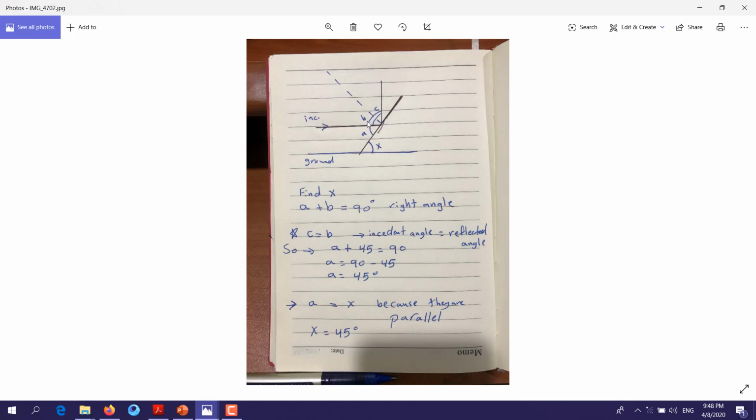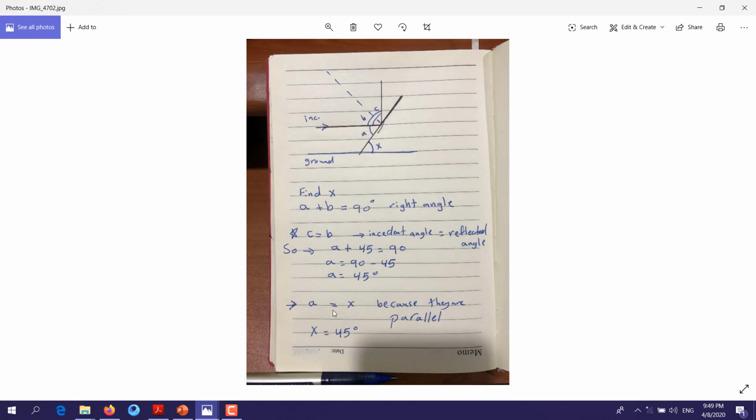B and C together form a right angle, so that means 90 divided by 2. So B now is 45. The incident angle is equal to the reflected angle, so B is equal to C: 45 here and 45 here. Now A equals 90 minus 45. You put the numbers on one side and the letters on the other side. A equals 45. That is what we got here, A.